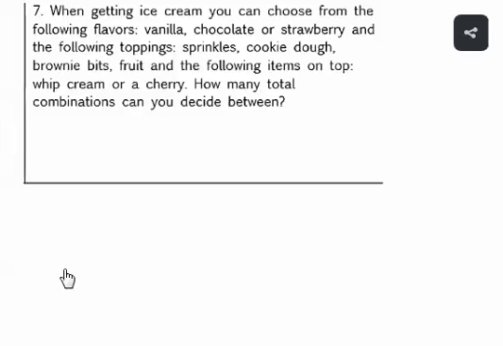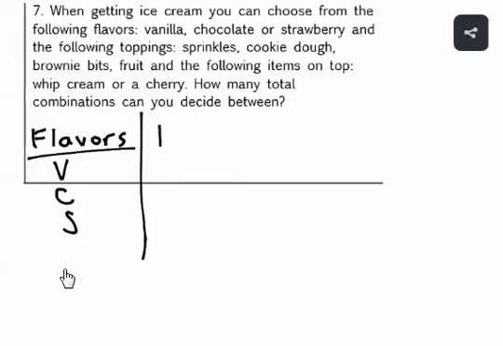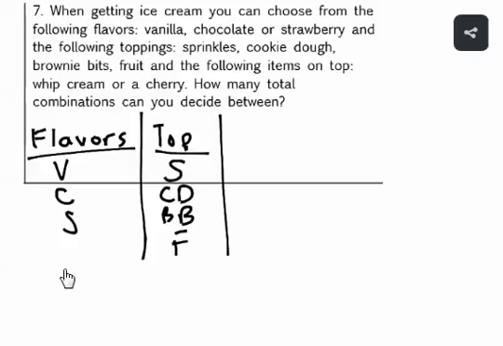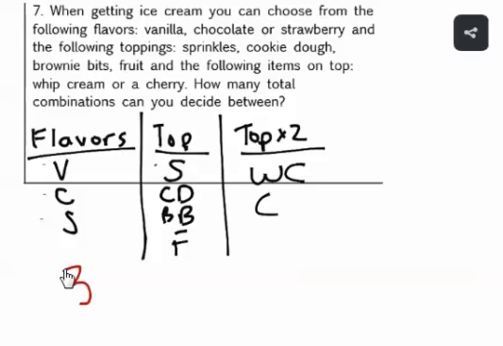So we'll start out with flavors. The flavors we have are vanilla, chocolate, and strawberry, okay? Then toppings, we have sprinkles, cookie dough, and I'm just abbreviating, brownie bits, and fruit. And then on top, so I'll write top times 2, we have whipped cream or a cherry. So look at each list. We have 1, 2, 3 flavors, 1, 2, 3, 4 toppings, and 1, 2 toppings times 2.